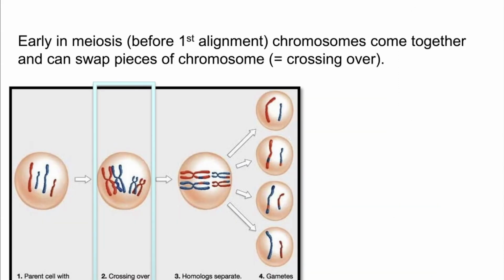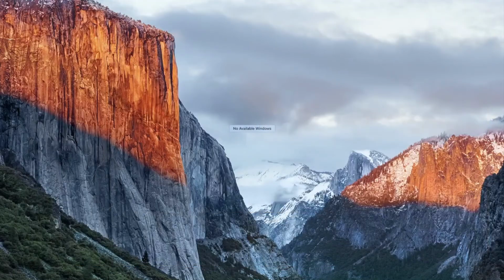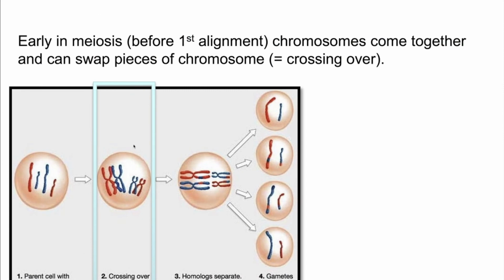So crossing over is another way genetic variation can be introduced during the process of meiosis. Essentially all the crossing over happens early in meiosis, before this first alignment. You can see this step here outlined in blue. This is crossing over. Basically chromosomes come together, like you can see right here, where the knees of the chromosomes are touching, and they can swap little pieces of DNA. So in this third step, there's this little piece of red that's become blue and this piece of blue that's become red. Pieces of the chromosome have been swapped over, and that's called crossing over.